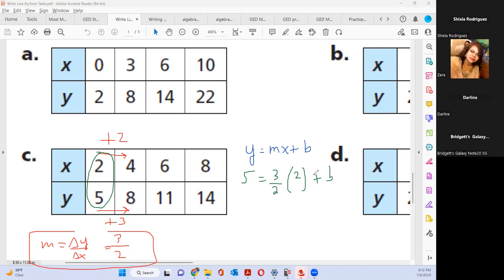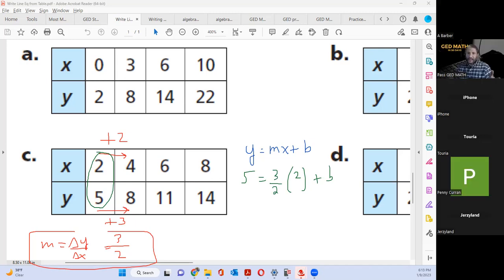Does everybody understand what I did? All I did was substitute the values of what we already know. I know what my x is, I know what my y is, and I know what my slope is. I just plug those values in. Okay. What happens to the 2s? They cancel. So I get 5 equals 3 plus b.